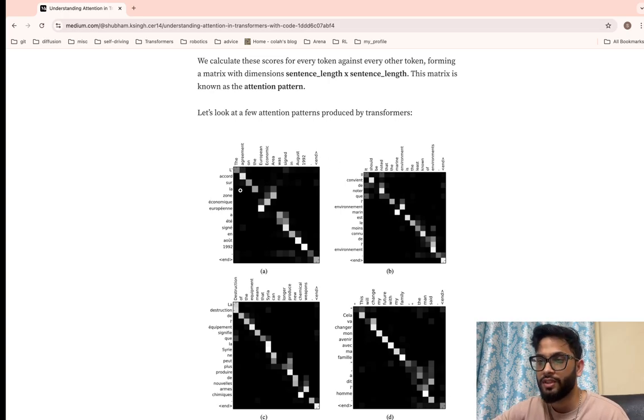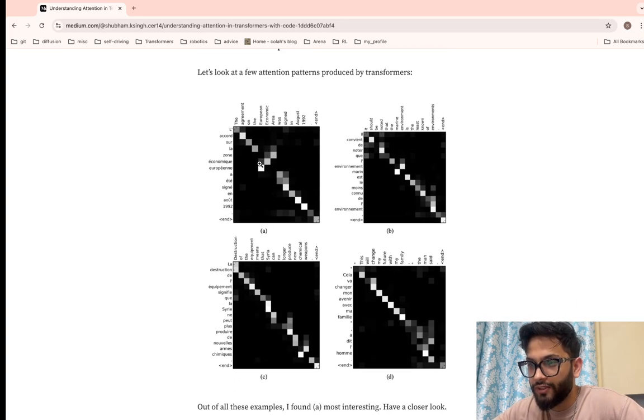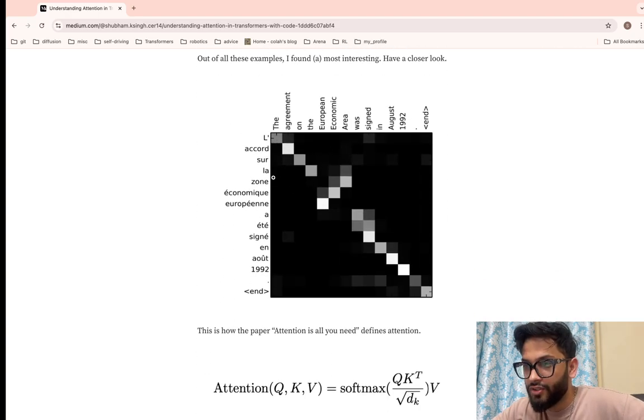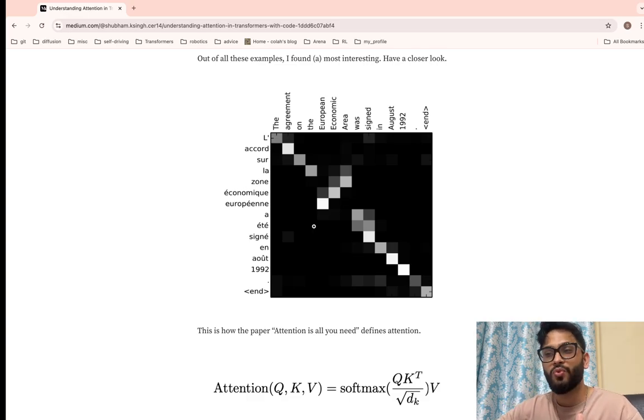Attention pattern is nothing but a sequence length by sequence length matrix. And black is almost zero score, white is a higher score; the higher the score, the whiter the block is. So I want you to focus on this first one. This is very interesting. If you see in English, European Economic Area, in French it is written in reverse. The area in English is attending to this zone in French. Economic is attending to this, I don't know how to say it in French, but this French economic here, and European is attending to this word. So you can clearly see the model has learned which word corresponds to which other word.